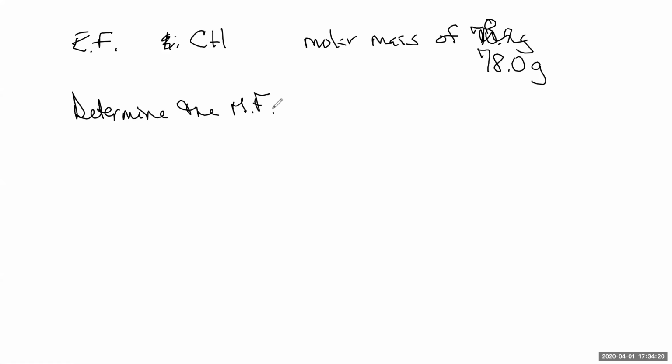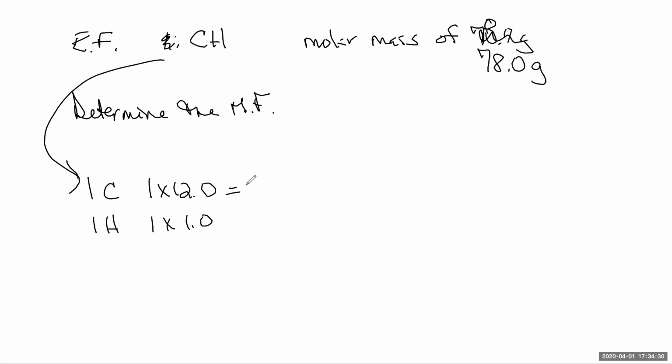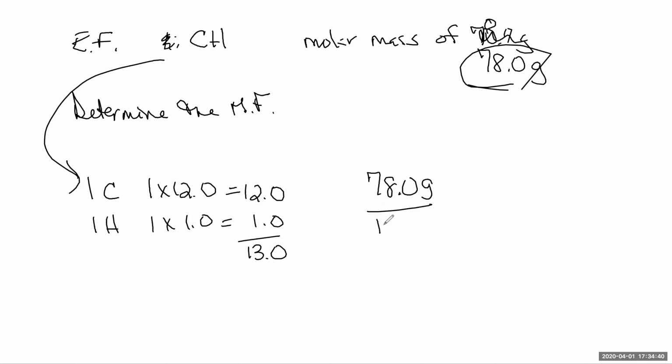Well, you need the mass of the empirical formula. The empirical formula has in it 1 carbon, 1 times 12, and 1 hydrogen, 1 times 1, for a total of 13. But my molar mass is up here at 78. So I'm going to take 78 grams and divide it by 13 grams. 78 divided by 13 turns out to be 6.